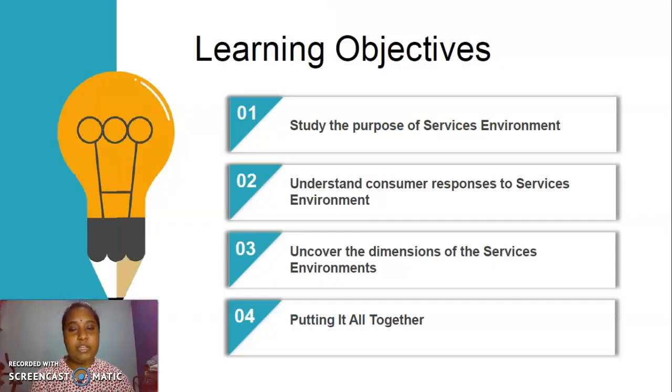This chapter contains four main learning objectives. First, study the purpose of service environment. Second, understand consumer responses to service environment. Third, uncover the dimensions of the service environment and putting it all together to a successful service environment marketing.